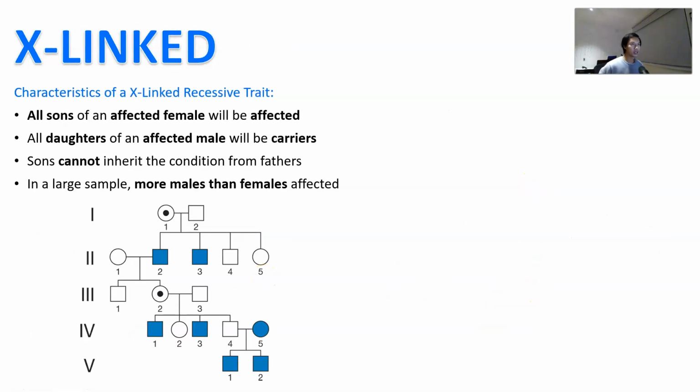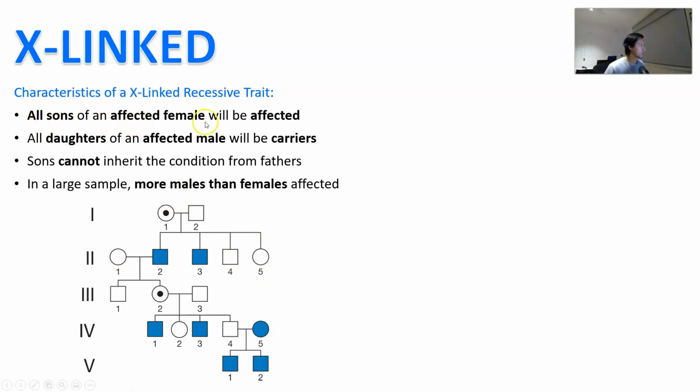Okay, now let's take a look at X-linked traits. So characteristics of an X-linked recessive trait, that's going to actually show up different to characteristics of an X-linked dominant. So pay close attention to this. This is where it gets kind of a little bit more complicated, okay? Now, here's a pedigree showing an X-linked recessive trait.